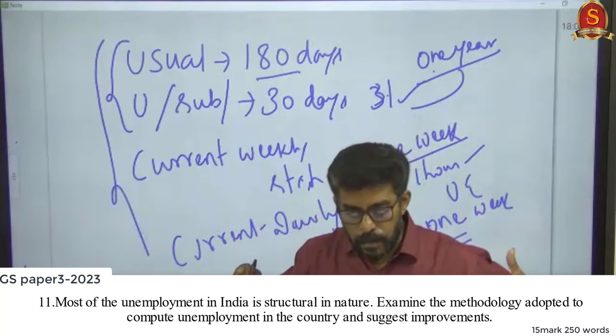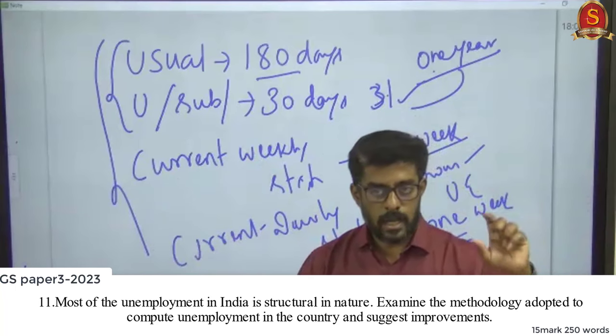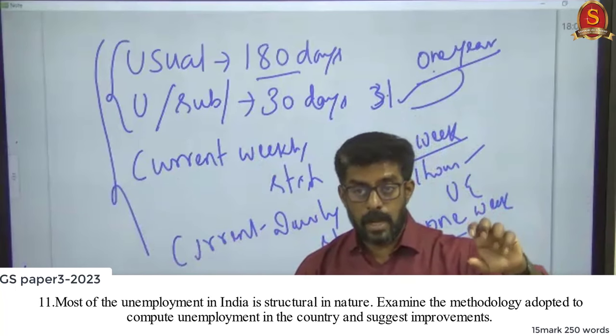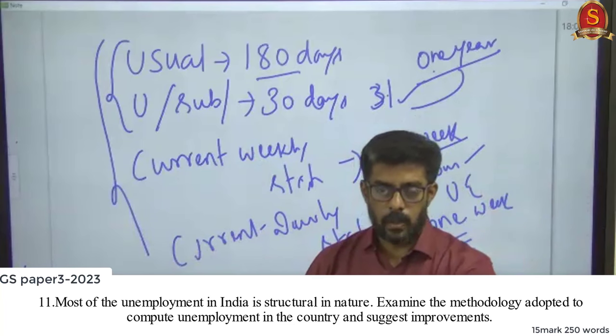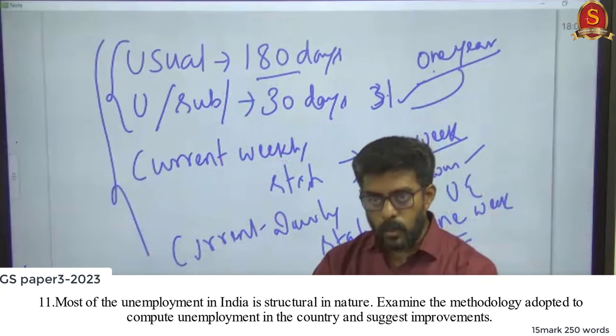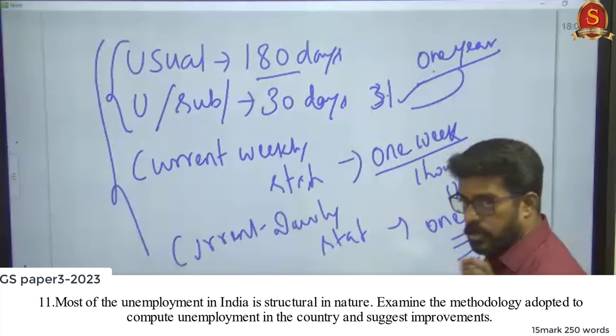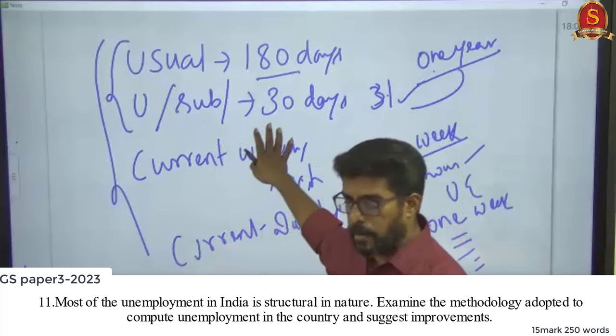Then these methods are applied by two different agencies in our economy. One is NSO, and earlier it was done by NSSO. Now it is done by NSO and the Labor Bureau. Using these methods, they are releasing two different sets of unemployment data in the economy. What are the data? You must mention this in the paper.